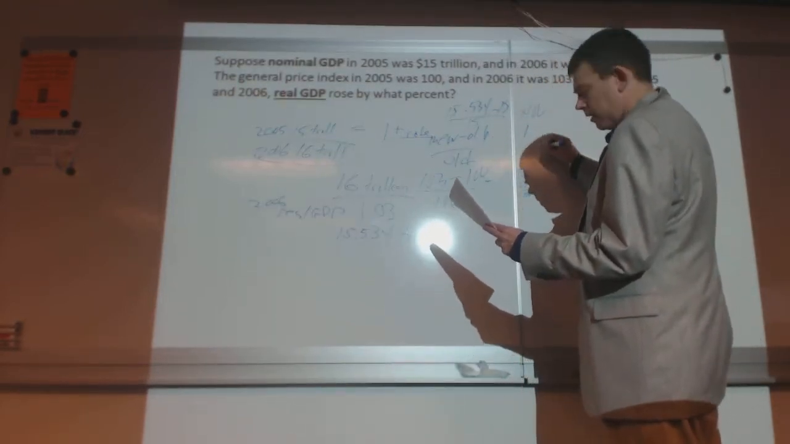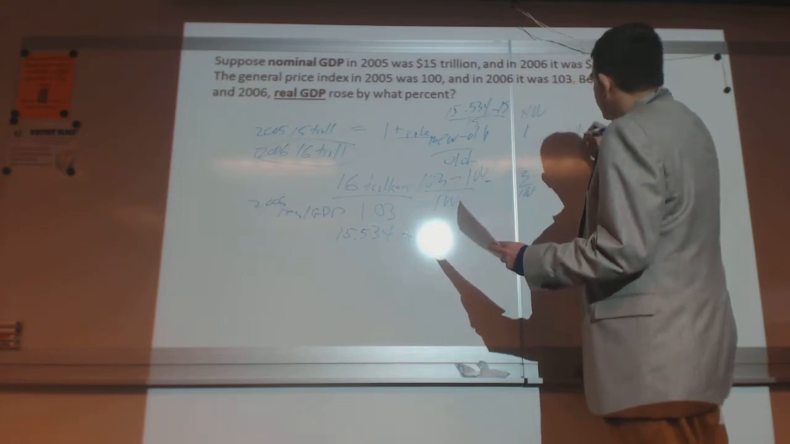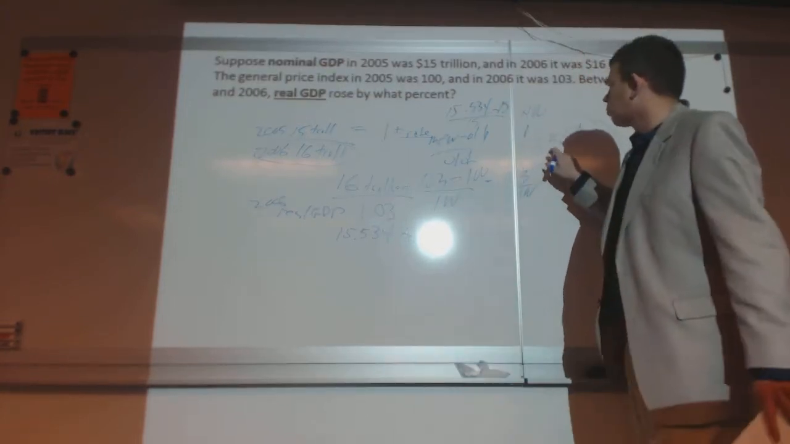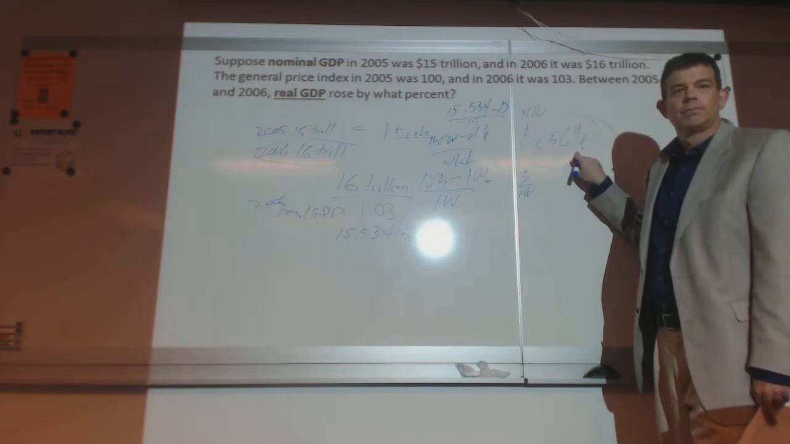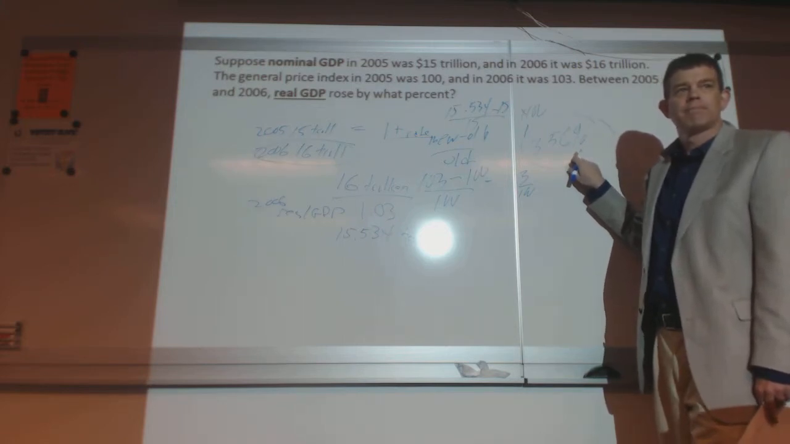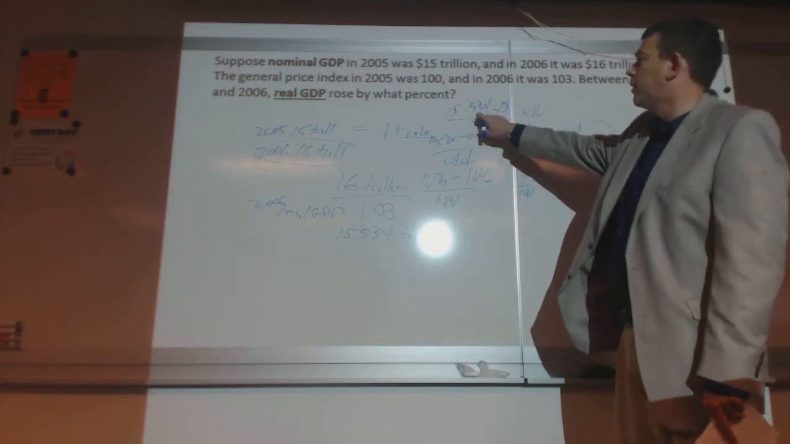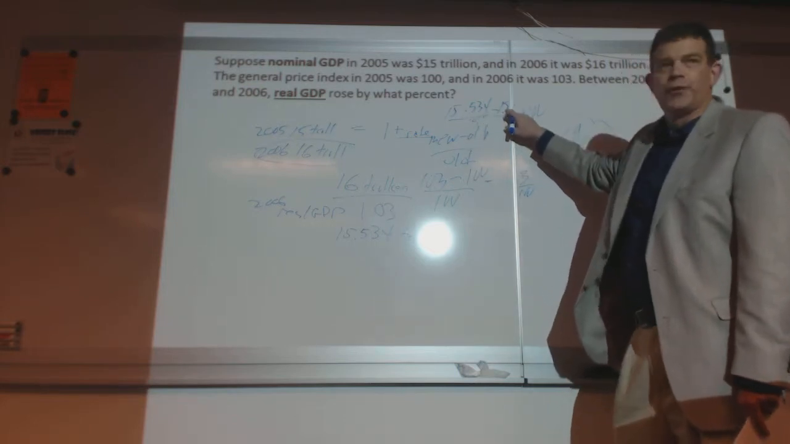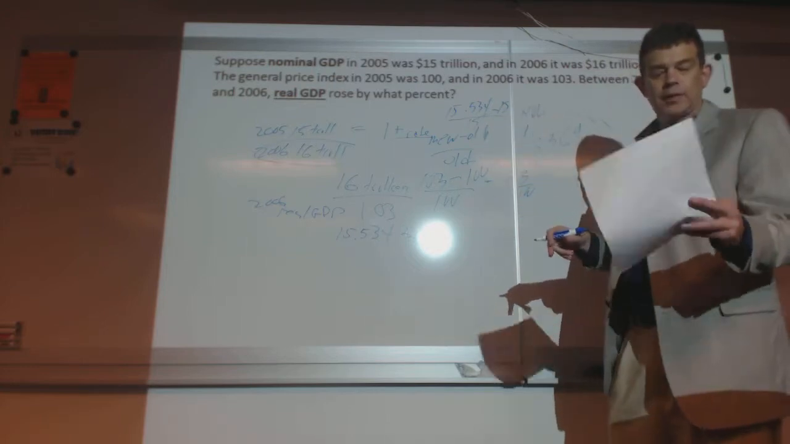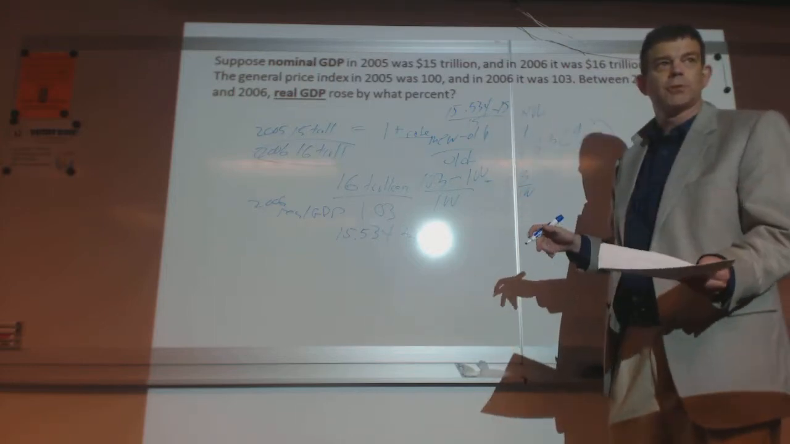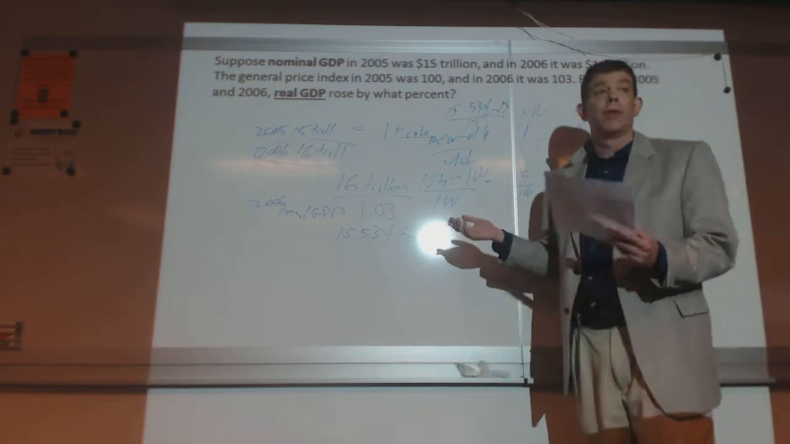Whatever that number is, you multiply it by 100, and when I did this, it appears that GDP rose by 3.56%. Is that what you got? It should be 15.534 minus 15 divided by 15 times 100. Did that come out to 3.56%? Yes, it did. That's all you have to do for that.